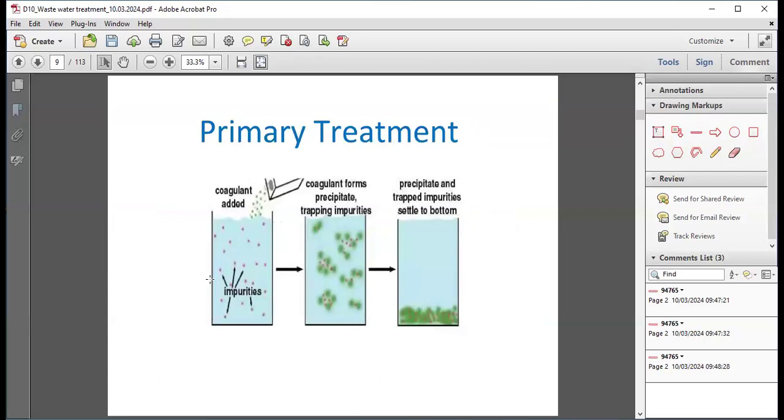This is the primary treatment. Coagulant is added. Coagulant means one of the chemicals. It makes the precipitation; the small particles make bigger particles. So this coagulant precipitate traps impurities, and the precipitate and trapped impurities settle to the bottom.